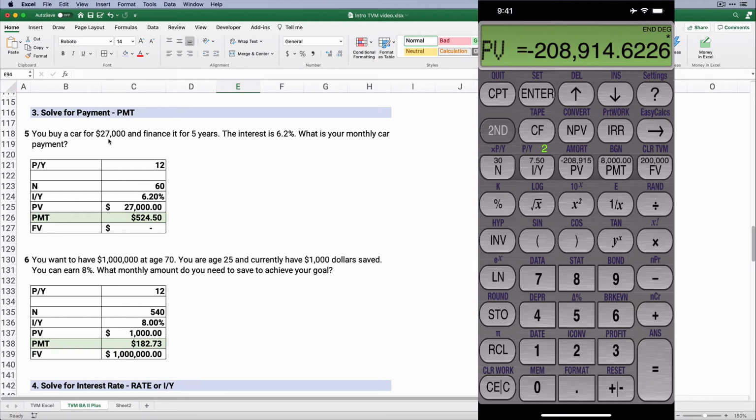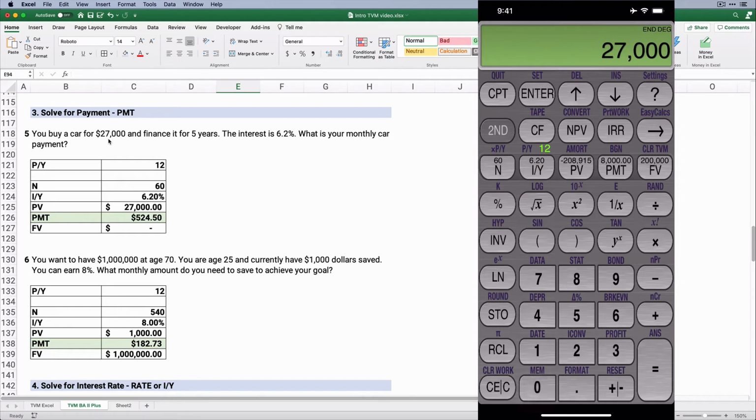All right, so now this is a monthly problem. So we're going to do periods per year. Second function, periods per year is 12. Enter. And then clear out of that, so we have 12 periods per year. 60 is N, the number of periods. 6.2 is the interest rate.